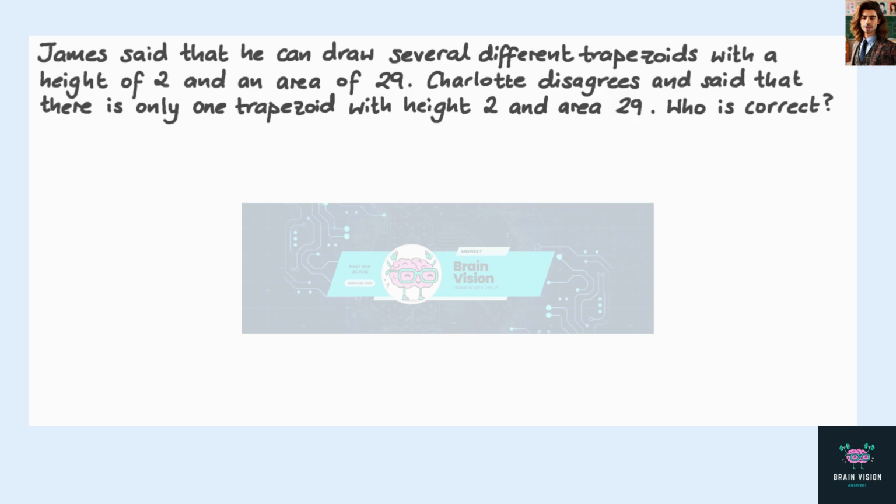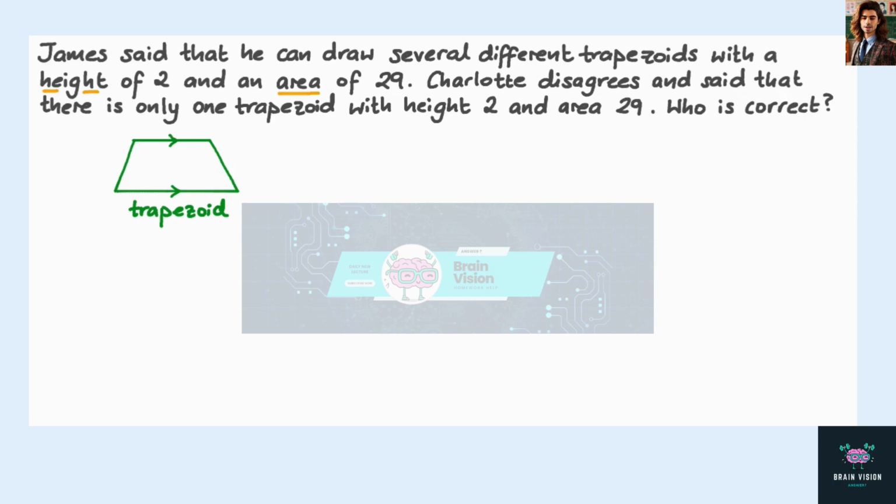James says that he can draw several different trapezoids with a height of 2 and an area of 29. Charlotte disagrees and said that there is only one trapezoid with height 2 and area 29. Who is correct? Let's begin by recalling that a trapezoid is a quadrilateral that has one pair of parallel sides.